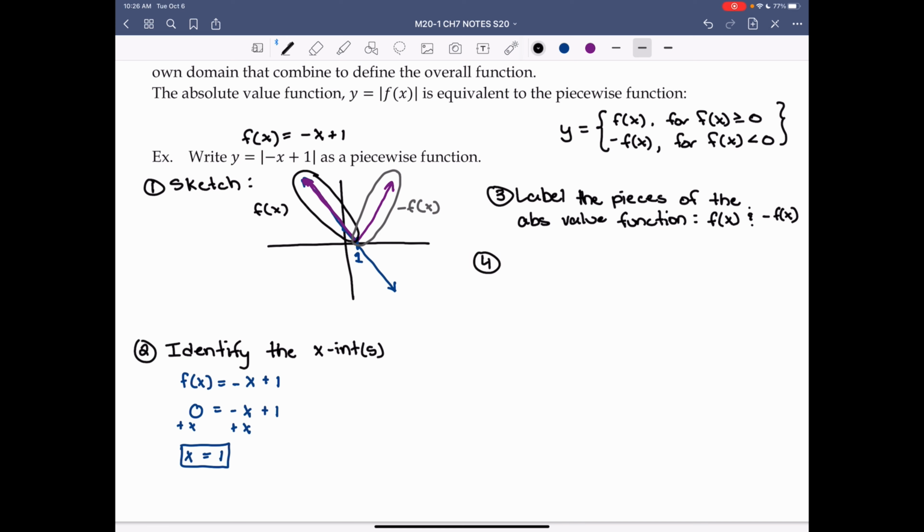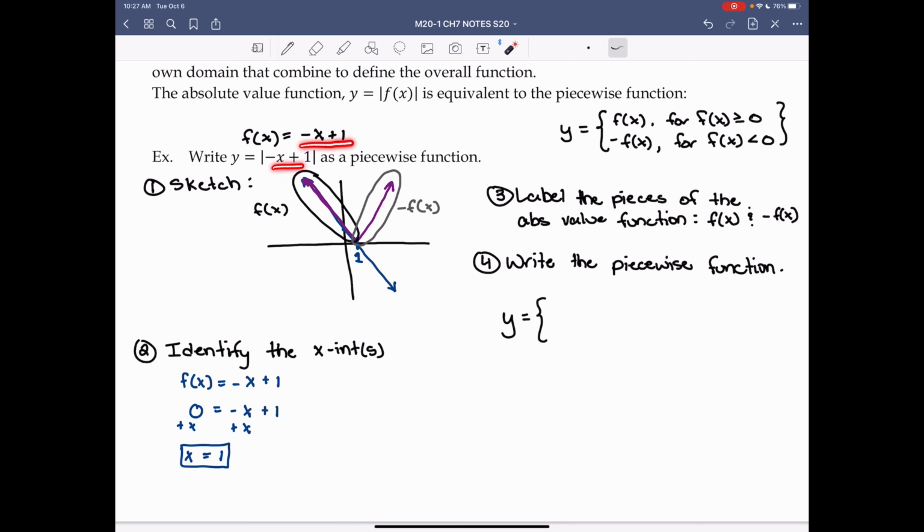Step 4 is to write the piecewise function. So we have y equals curly bracket, and then f of x, so we're following this format, f of x for f of x greater than or equal to 0. That's going to be an x value that determines when it's greater than or equal to 0. So what is f of x? What's the function f of x? That was negative x plus 1.